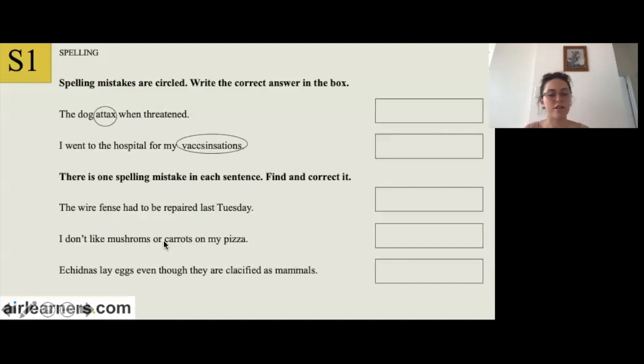So give that strategy a go for the next two questions and for this one. And I know it seems really simple, but it can help when it's more complicated and you don't necessarily know the word straight away. Now I'm just going to flick over to the answer page.